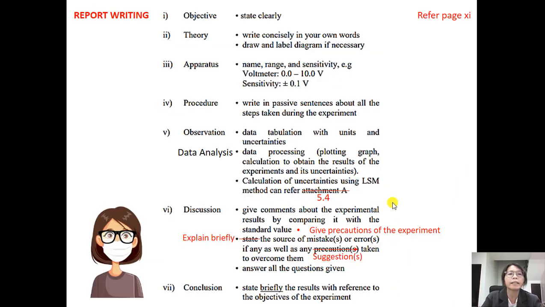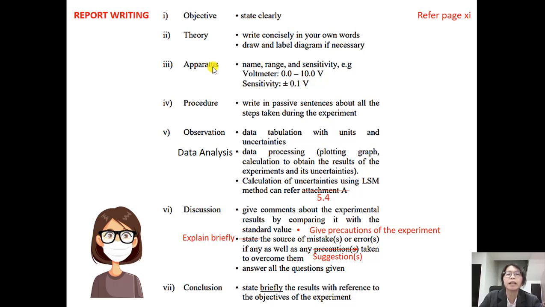So this is the detail of what we are going to put in every section of our report writing. For the objective, you must state clearly. For this one, you can refer to the lab manual. Then the theory, you can write it concisely in your own words. Anyhow, you need to draw all the diagrams given and label the diagrams.